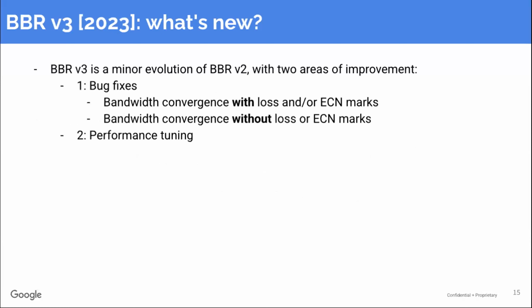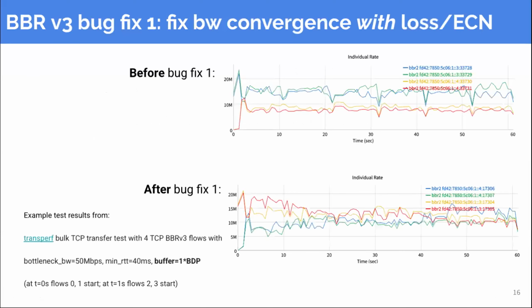And then BBR version 3 is a version of the code that we released just last month and announced at the IETF in July. And here, you can think of it as a minor evolution of BBR version 2 with two particular areas of improvement. One is two major bug fixes, one for bandwidth convergence with loss or ECN marks, and the second is bandwidth convergence without loss or ECN marks. And I'll go into a few details here in a second. And then the second major area of improvement in BBR v3 is some performance tuning that we did. And I'll go into a few more details here.